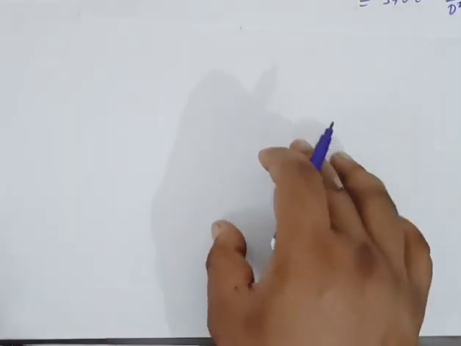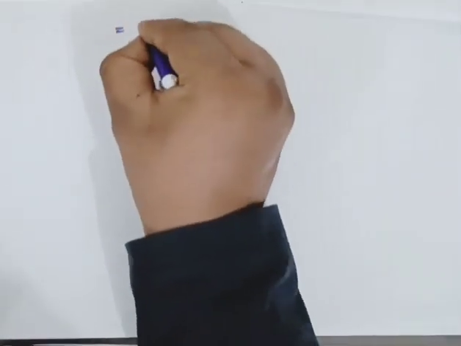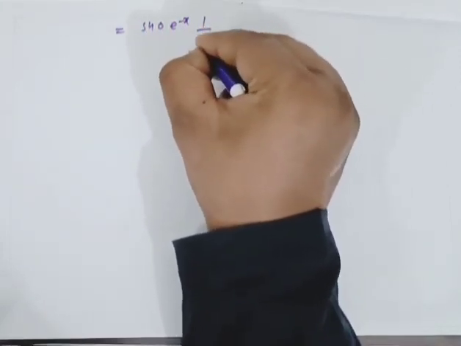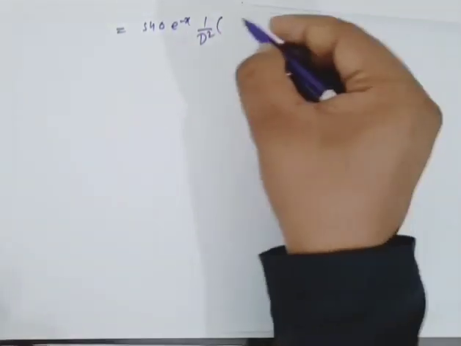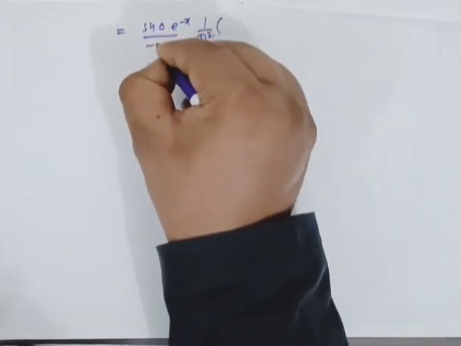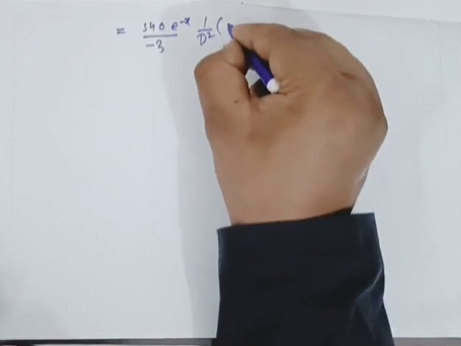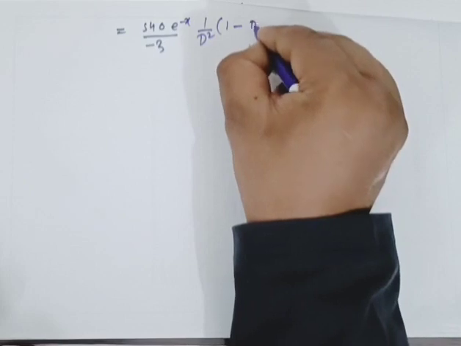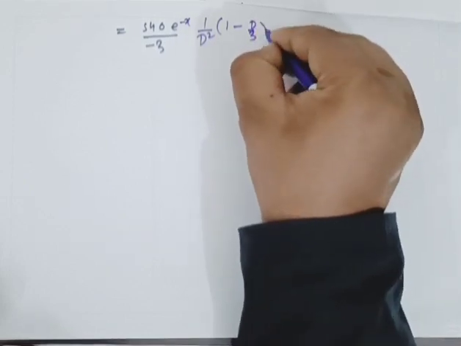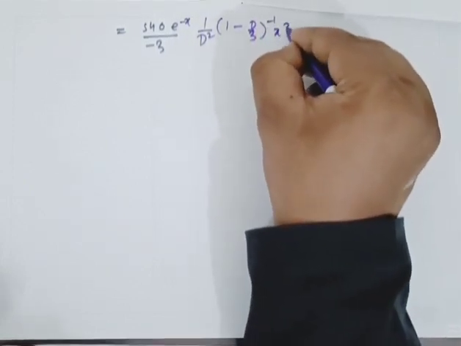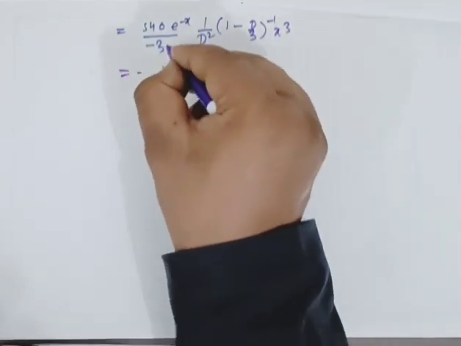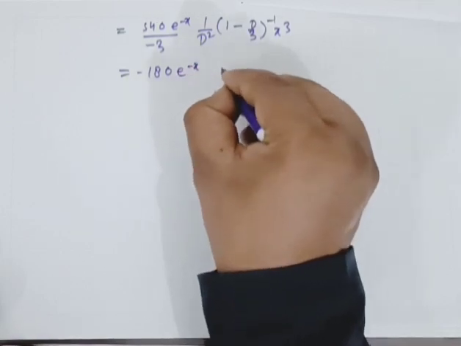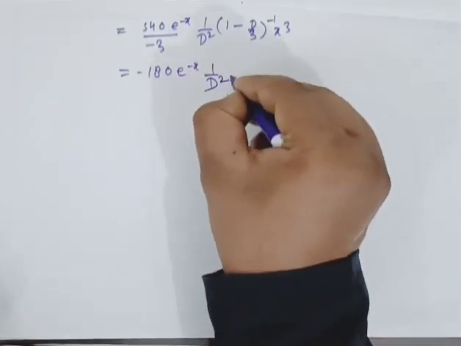So for the solution for this, we will write 540 e to the power minus x, 1 upon d square, and just take the lowest degree term common outside, that is minus 3. So you will get here 1 and 1 minus d by 3, right, and minus 1, x to the power 3, okay. So minus 180, okay, e to the power minus x, 1 upon d square, right.